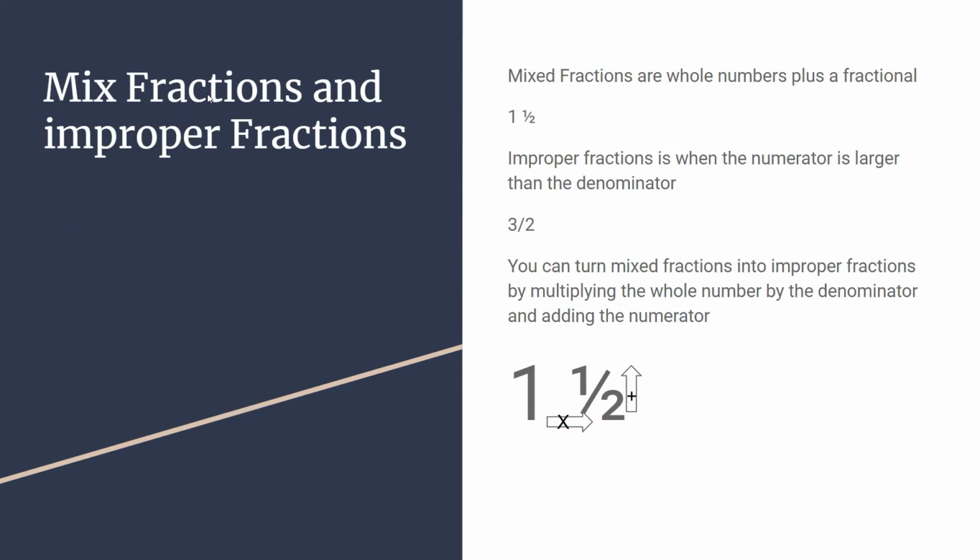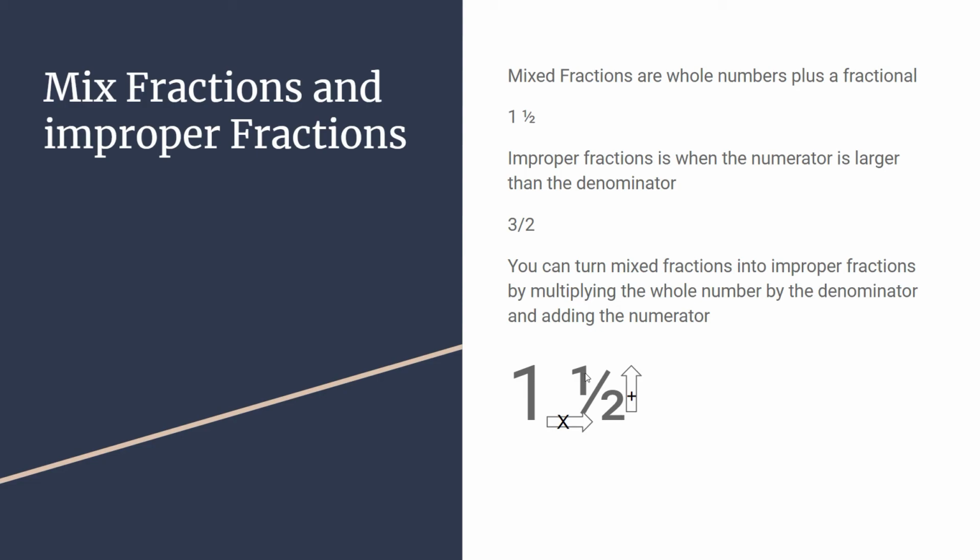Mixed fractions and improper fractions. Mixed fractions are whole numbers plus a fractional part, like 1.5. That's what a mixed fraction is. An improper fraction is when the numerator is larger than the denominator, like 3/2. You can switch from a mixed fraction to an improper fraction by multiplying. To get a mixed fraction to an improper fraction, you multiply by the denominator and add the numerator.